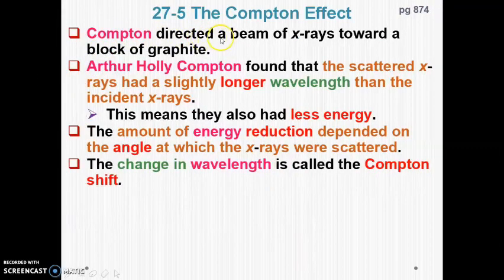So Compton directed a beam of X-rays toward a block of graphite. Arthur Holly Compton found that the scattered X-rays had a slightly longer wavelength than the incident X-rays. This means they also had less energy. The amount of energy reduction depended on the angle at which the X-rays were scattered. So the change in wavelength is called the Compton shift.